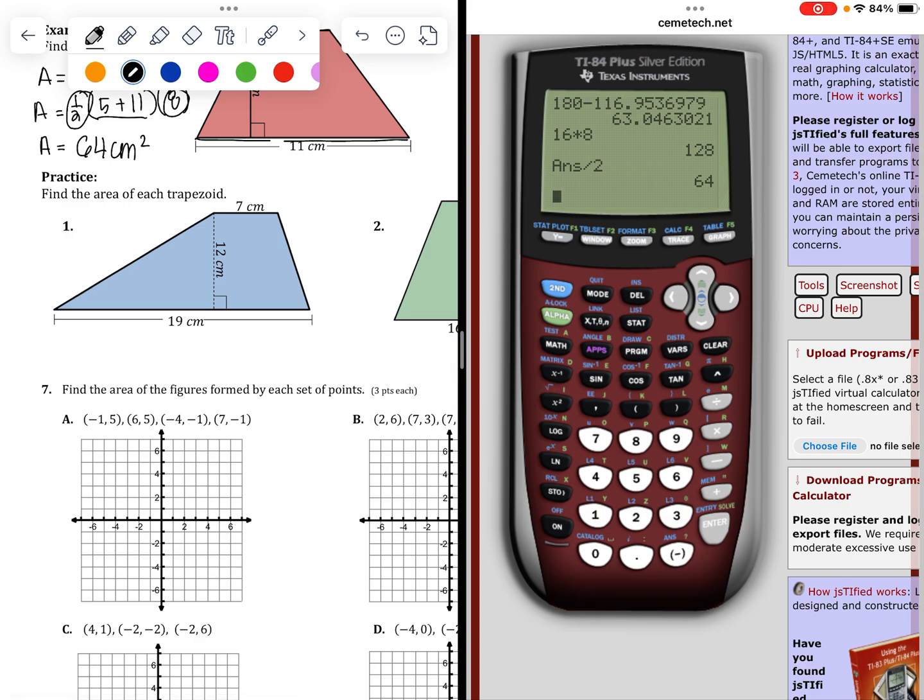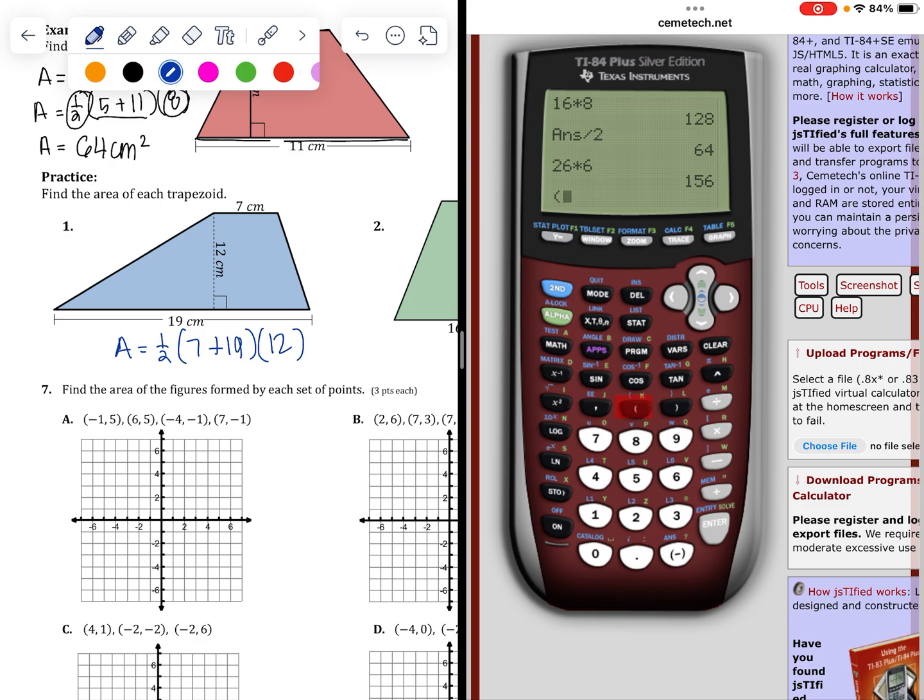All right, this one right here, find the area of the trapezoid. So area equals 1/2 base 1 plus base 2 times your height. So my bases are my parallel pieces. Those are 7 and 19. And then my height is perpendicular to those two bases, which is 12. So I'm going to do 7 plus 19, which is 26. 26 times 6 is 156, okay?